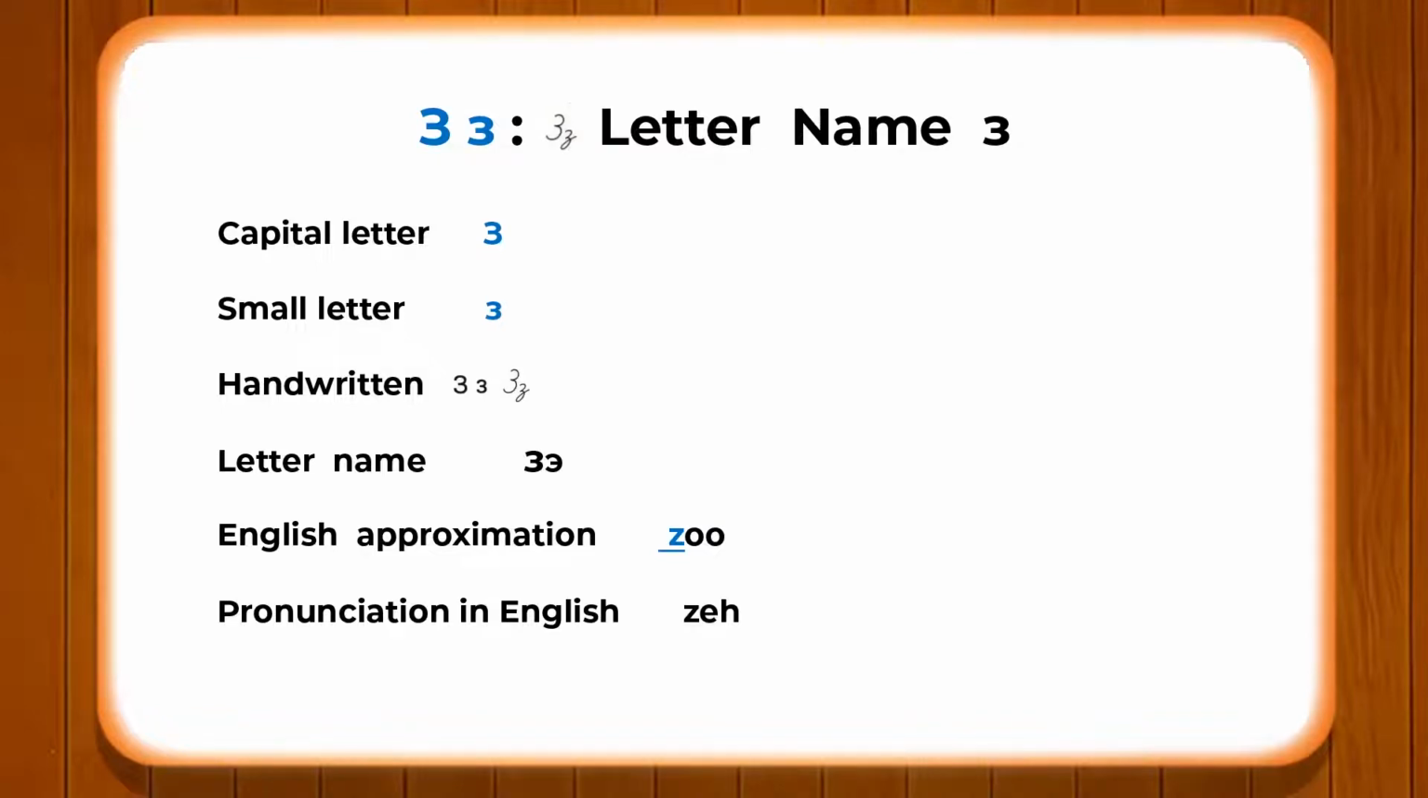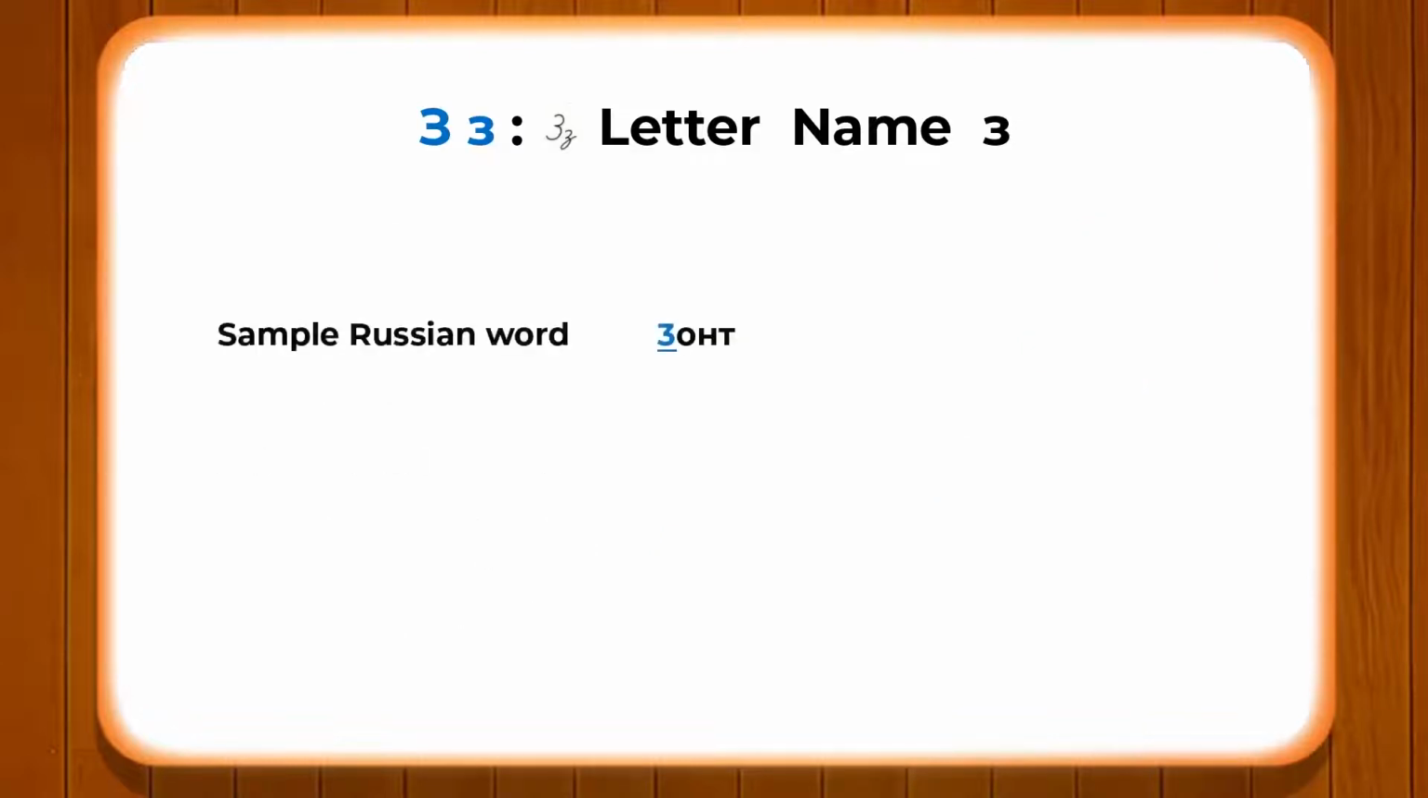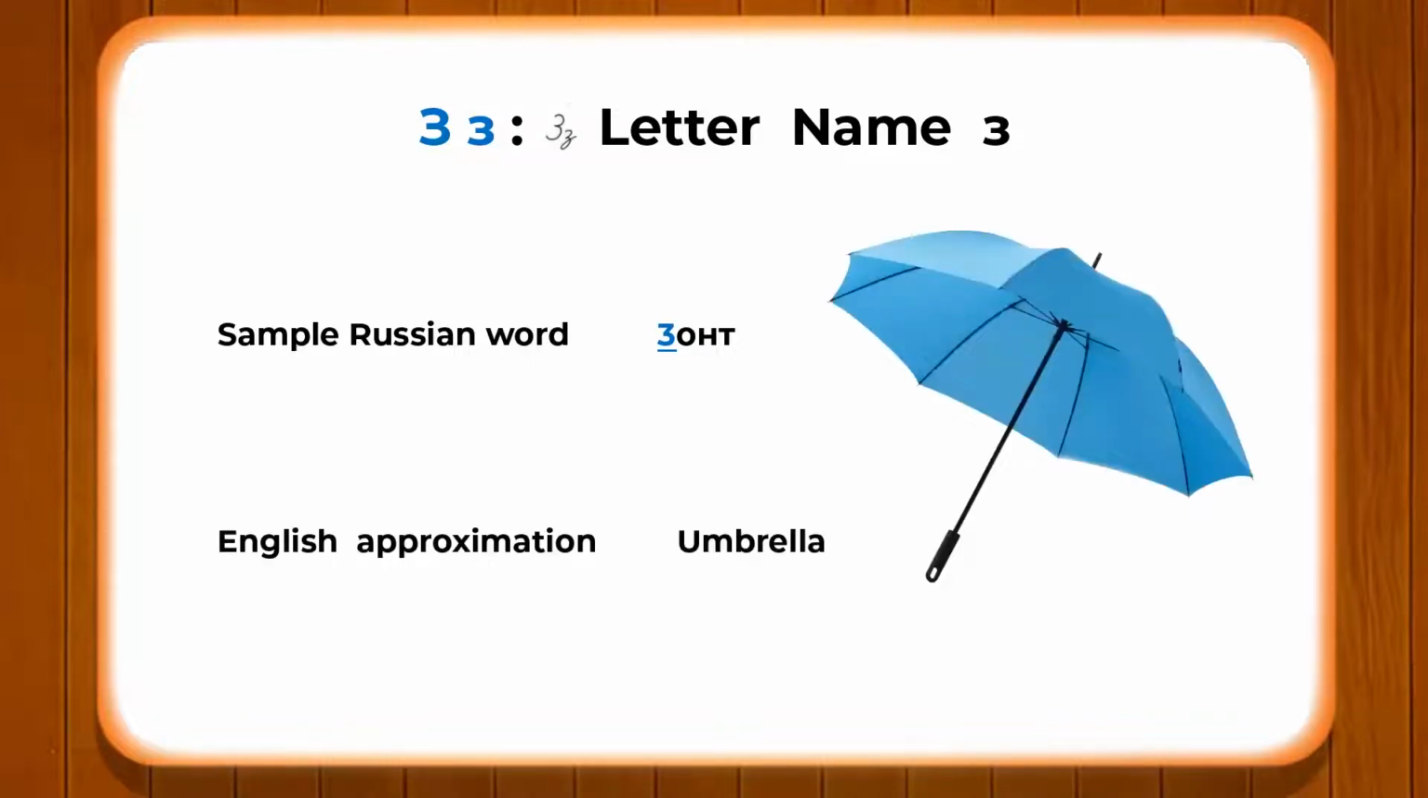So, now we have the letter Z. The English approximation of this sound can be found in the word zoo. A sample Russian word which we have used so that you understand this particular sound clearly is zont, which means umbrella. The next letter is E.